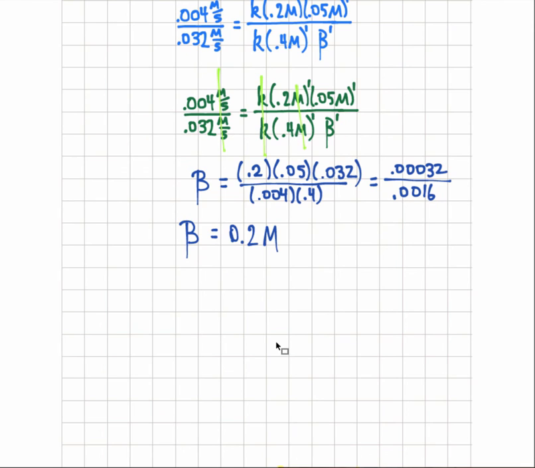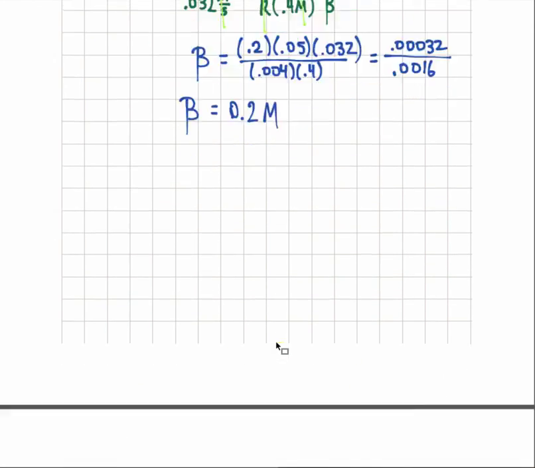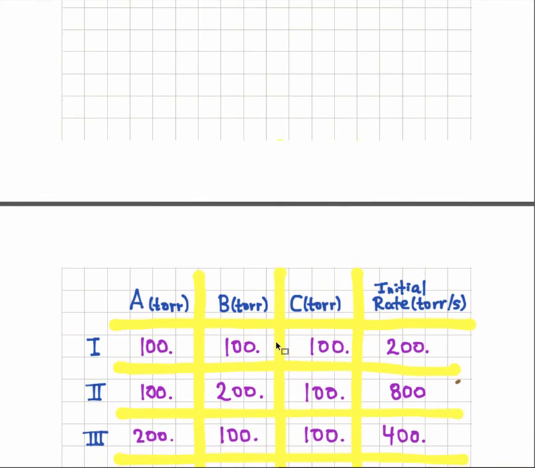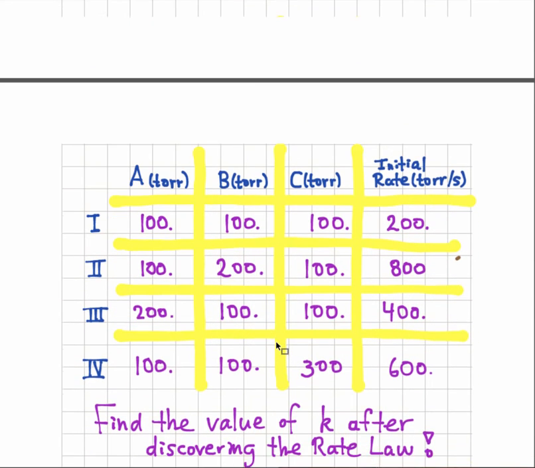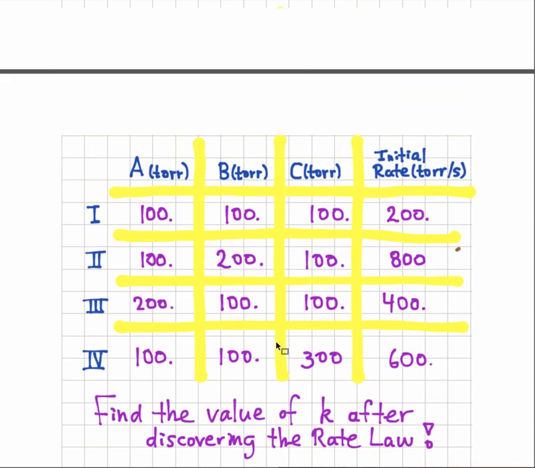Interesting. I know I'm going quickly, but of course you have the pleasure of rewinding, pausing, asking, thinking, struggling. Here's one for you to try. Boy, if you were brave, you didn't see that, did you? You would pause the video right now and try to solve this. What's the rate law for this reaction based on the initial rates? 4 different trials. Find the value of the rate constant K.